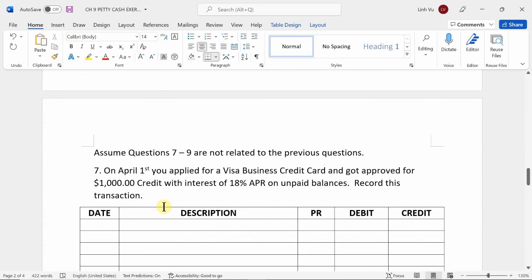All right, questions 7 through 9 are not related to the previous questions. So, number 7, on April 1st, you applied for a Visa business credit card and got approved for $1,000 credit with interest of 18% APR on unpaid balances. Record this transaction.